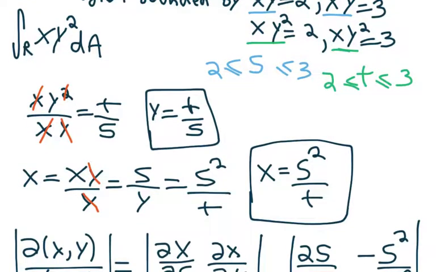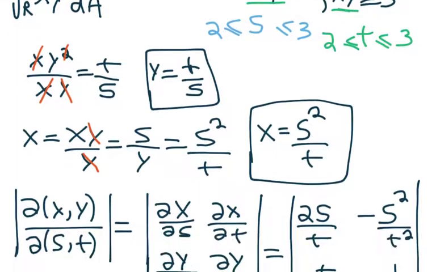Then, if we want to find x as a function of t and s, we're going to do xy divided by y. And we know that xy is the same as s. So that simply comes down to s over y. And y is t over s. So x is equal to s squared over t.